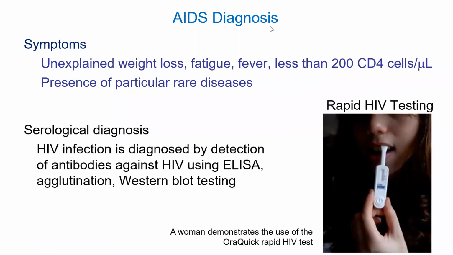So how do we diagnose HIV? As I mentioned a couple of times the last few weeks, usually the amount of virus in the blood is small and hard to detect. And so we're actually detecting antibodies against HIV. So we're looking for an immune response.